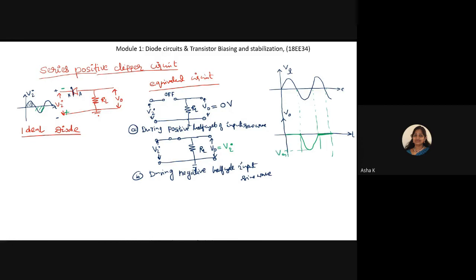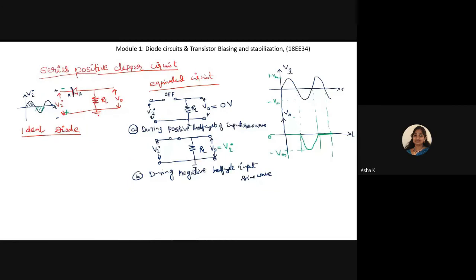This is the output waveform. Minus Vm will be here. This is your plus Vm and this is your minus Vm. Is this understood? Here the positive peak is clipped off. The positive peak will be removed. Here we are assuming that it is an ideal diode. When we assume an ideal diode, I get it like this.